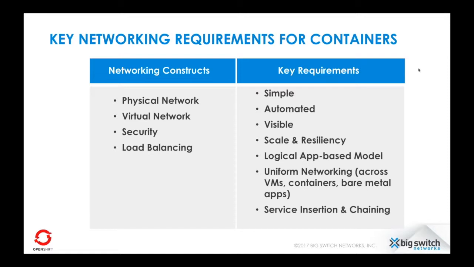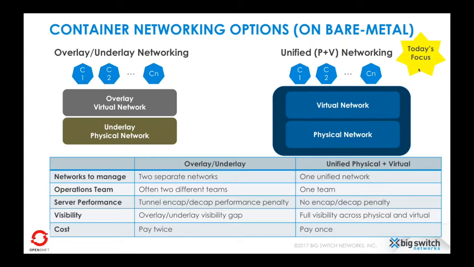We'll soon see how the Big Cloud Fabric solution for OpenShift satisfies all these requirements and is the ideal solution for container deployments in production environments. But before we get there, let's look at the two popular networking models that are adopted by enterprises today. The first one is an overlay underlay model. So the overlay being a network of virtual switches. It leverages an encapsulation or a tunneling technology like VXLAN, and it runs on top of a physical underlay network, which does pure IP-based forwarding.